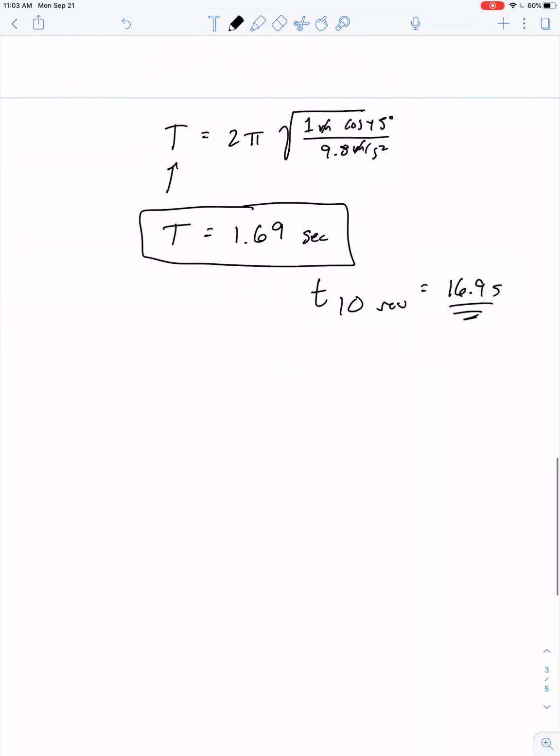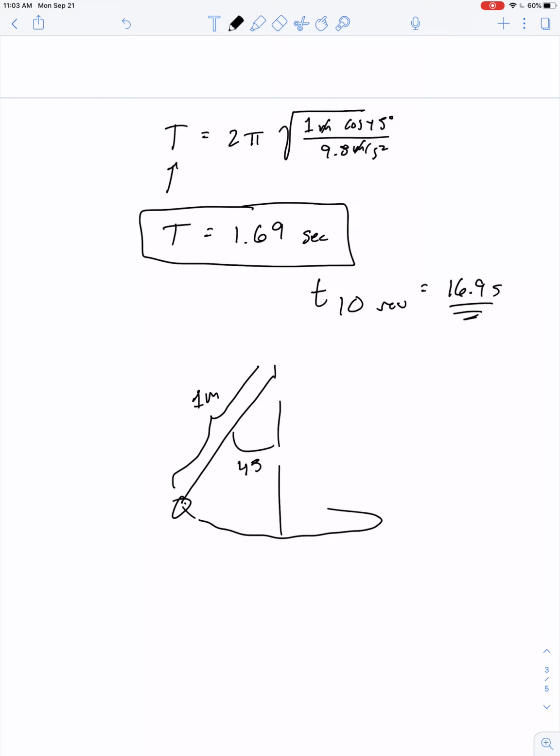So I believe in this unit of study, you'll have the opportunity to do a lab in which you construct a conical pendulum, and you can make it so that the length of your string is exactly 1 meter, and you can try to spin it so that the angle is 45 degrees, and you can see how much time it takes for 10 revolutions.